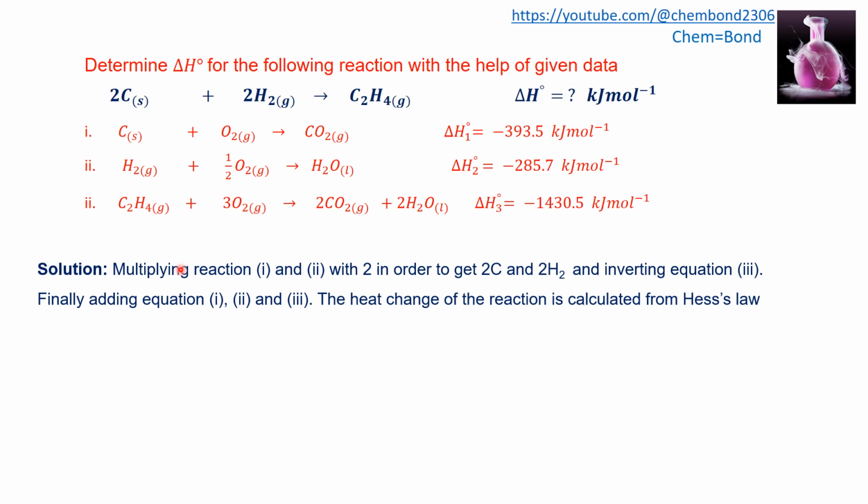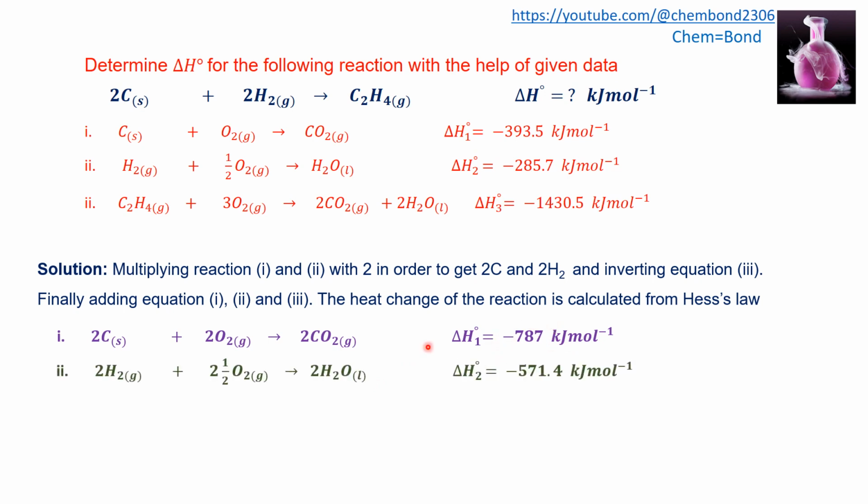Now adding these 3 equations, first we will multiply reaction 1 with 2, and the enthalpy change is also multiplied with 2. Reaction 2 with 2, so 2 moles of hydrogen, and the half that is already given we will multiply with 2, 2 and 2 will cancel out, and we are left with 1 mole of oxygen. Also the enthalpy change is multiplied with 2, so minus 285.7 multiplied with 2, we will get minus 571.4.